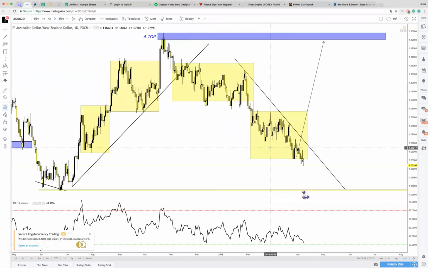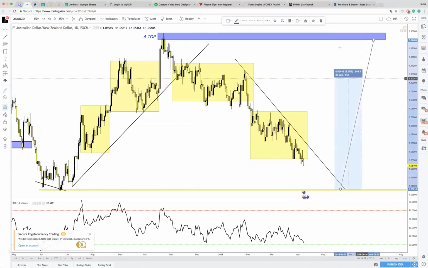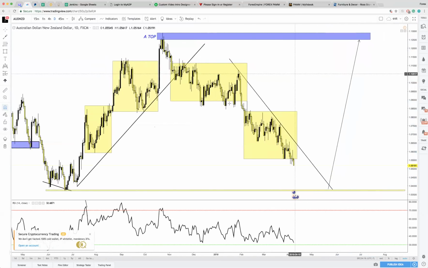But ADNZD will be a nice buy right over here. So make sure to keep an eye on here and you can make nice pips. It's going to be around, let's see how many pips this is. Like around 870 pips. Okay, so keep an eye on it. It's going to be a nice trade long term. ADNZD on a buy for support.